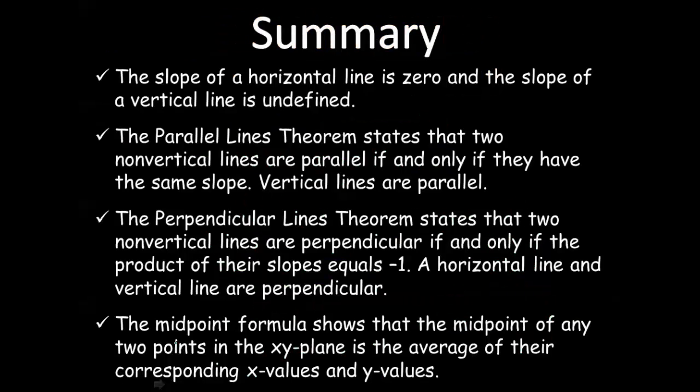Alright, to summarize this lesson, we did a lot. Well, the slope of a horizontal line is 0 and the slope of a vertical line is undefined. Parallel line theorem states that two non-vertical lines are parallel if and only if they have the same slope. Vertical lines are parallel. The perpendicular line theorem states that two non-vertical lines are perpendicular if and only if the product of their slopes equals -1, and I also pointed out the opposite reciprocal. I'm going to write that down. This is how I abbreviate it. So if I have 3/4, the opposite reciprocal will be -4/3. And a horizontal line and a vertical line are perpendicular.